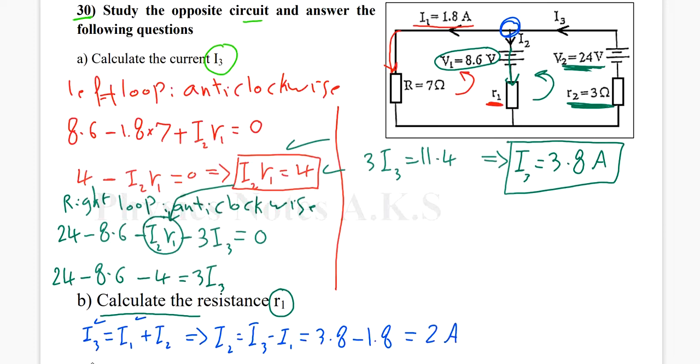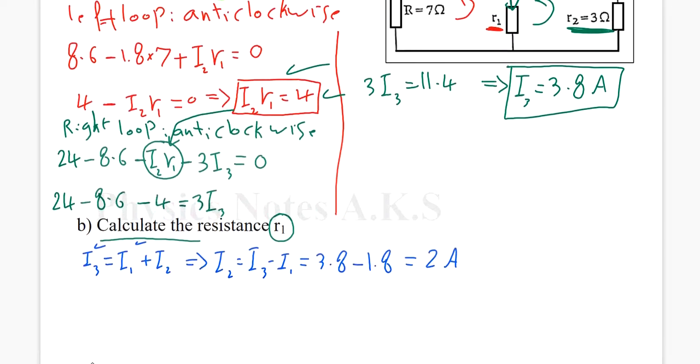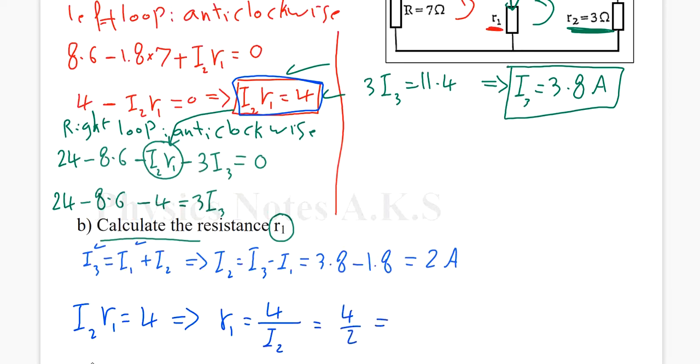So this is the value of I2. Now I use this equation that I told you about here, I2 R1 equals to 4. This means that R1 equals 4 over I2, which is 4 over 2, which gives me that R1 equals 2 ohm.